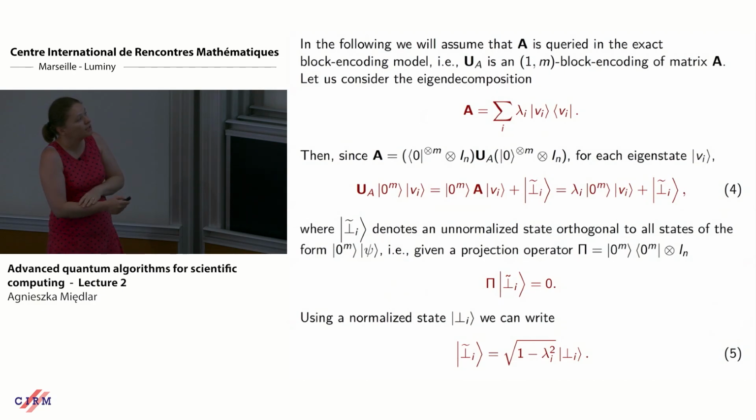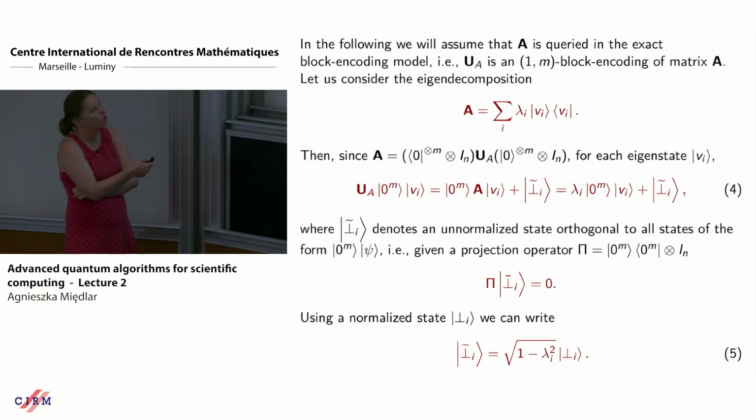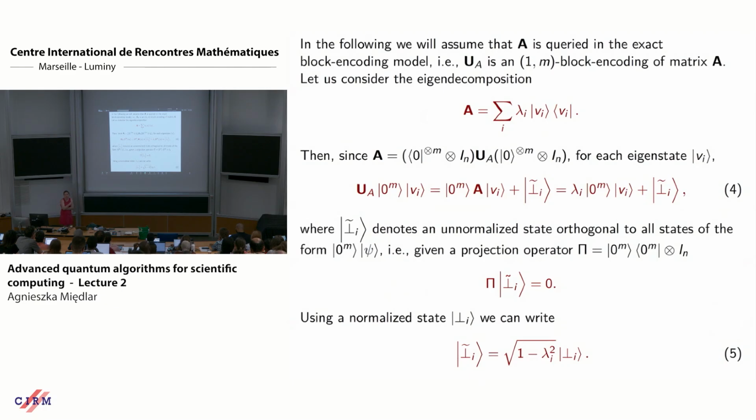If I do this calculation, first I use the property that UA is, of course, a block encoding of A. So that gives me the first part. And then I get some extra part, which is the unnormalized state orthogonal to all states of this form. In a sense, I'm doing the decomposition of an arbitrary vector into the direction of the eigenvector and the orthogonal direction. So the classical linear algebra decomposition.